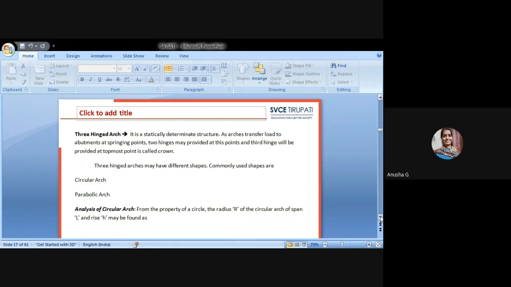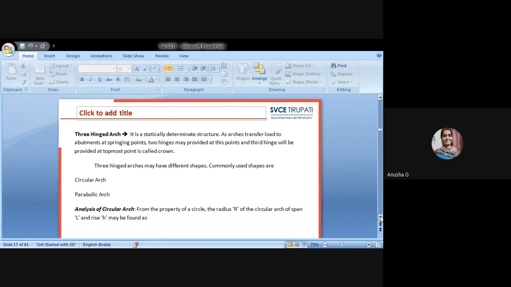Okay. The arch transfers load to the abutments, and abutments are nothing but the columns. The arch transfers the load to the abutments at the springing points, which are the starting points. 2 hinges may be provided at these points. Only 2 hinges will be provided here, and the third hinge will be provided at the topmost point, which we call the crown.